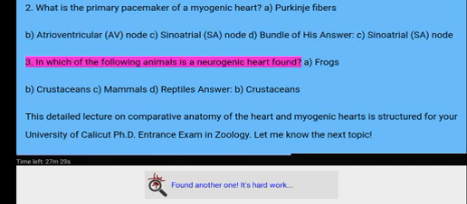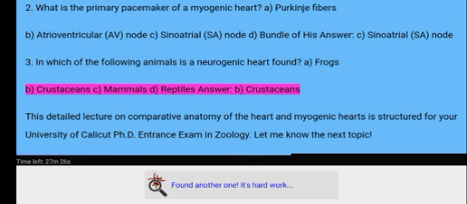Sinoatrial SA node. 3. In which of the following animals is a neurogenic heart found? A. Frogs. B. Crustaceans. C. Mammals. D. Reptiles. Answer: B.